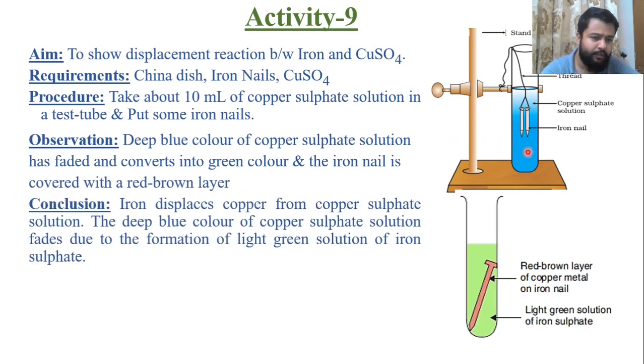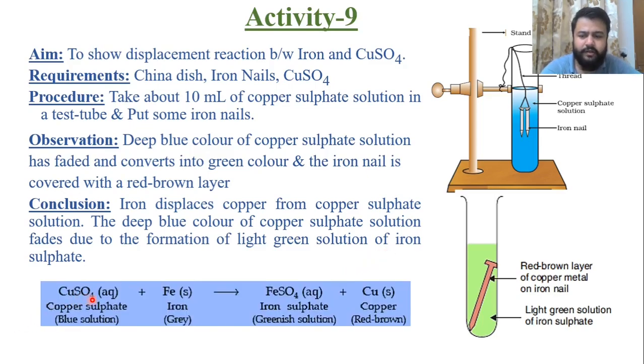Two observations: the blue color changes into green, and there is formation of a red brown layer of copper metal on the iron nail. So the conclusion: iron displaces copper from the copper sulfate solution. The deep blue color of copper sulfate fades out due to formation of light green solution of iron sulfate. The chemical reaction is CuSO4 aqueous plus Fe, which is grey in color.